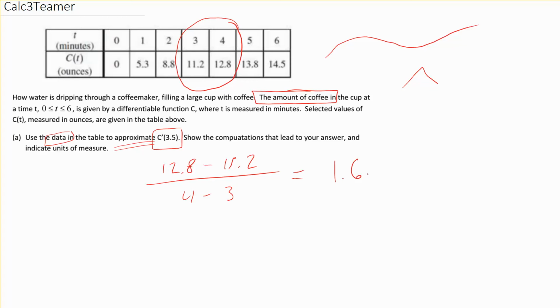Now what does that mean? Well, we found the derivative. We found the approximate derivative at 3.5. That means our units of measure should be ounces per minute. That would have been worth 1 point for that number, and then 1 point for the ounces per minute label, because they said indicate units of measure. That will be important.